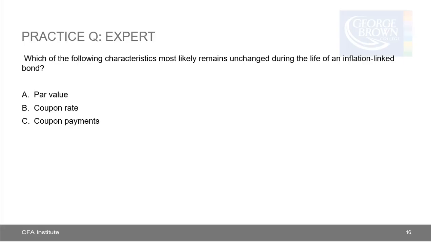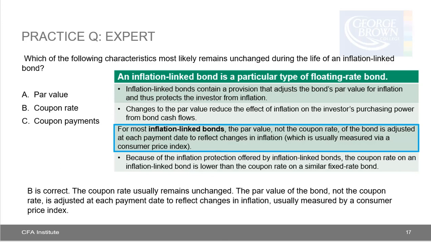And indeed, this is a practice question from the learning ecosystem classified as expert. It says, which of the following characteristics most likely remains unchanged during the life of an inflation-linked bond? A, the par value, B, the coupon rate, or C, the coupon payments? So the correct answer is B, the coupon rate usually remains unchanged. The par value of the bond, not the coupon rate, is adjusted at each payment date to reflect changes in inflation, usually measured by a consumer price index.